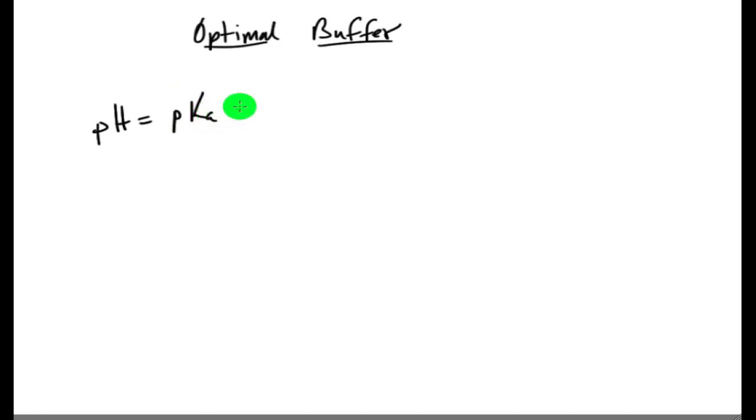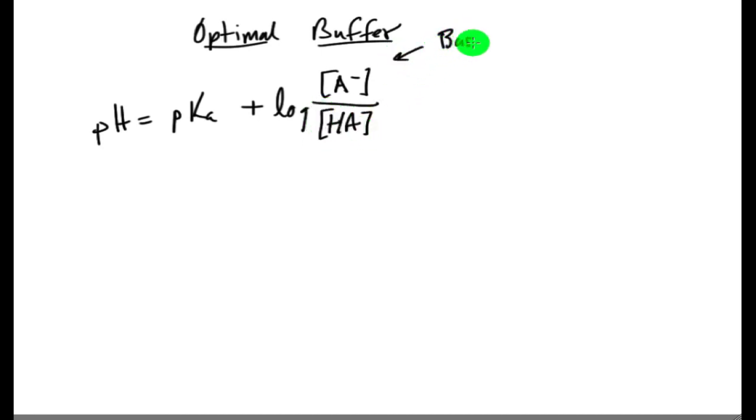Okay. Last thing I'm going to talk about is what's called an optimal buffer. All right, so pH is equal to the pKa, plus the log of the conjugate base over the acid. Okay, so this is always going to be your base, by the way. The top one is always the base, the bottom one is always the acid.